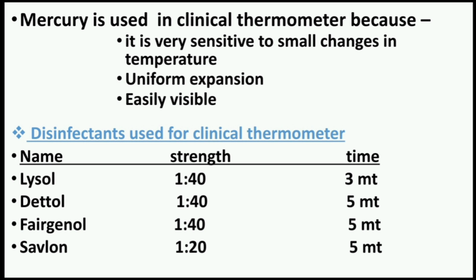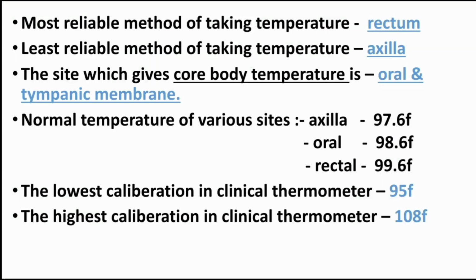First one is Lysol, its strength 1:40, time 3 minutes. Dettol 1:40, 5 minutes. Ferginol 1:40, 5 minutes. Savlon 1:20, 5 minutes. Most reliable method of taking temperature is rectum. Least reliable method of taking temperature is axilla. The site which gives core body temperature is oral and tympanic membrane.